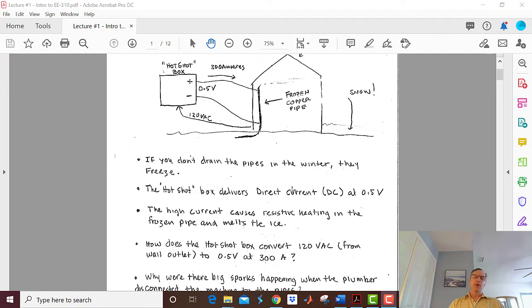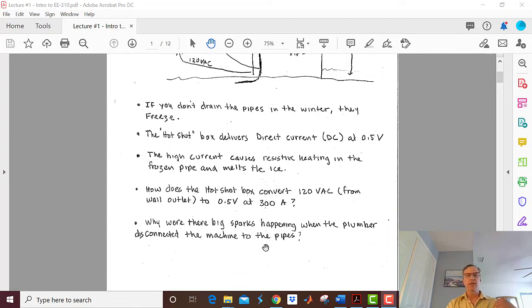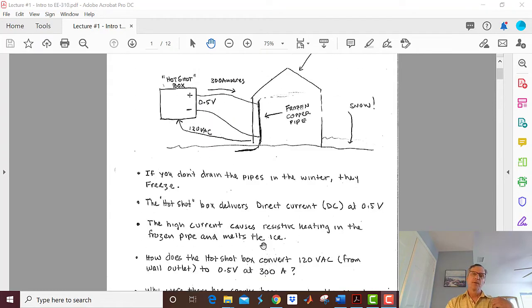But as I watched the plumber work on this thing, he connected the big clips to the pipe, and the power went on. And after a while, the pipes cleared, and we started to get some water again. And when he removed the clips, there were great big sparks when the plumber disconnected the machine from the pipe. Really? There's only a half a volt here. Why were there great big sparks?